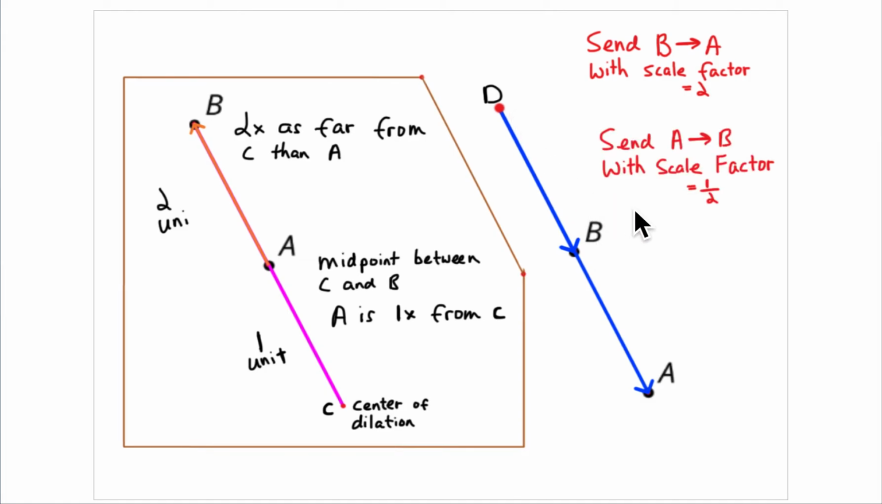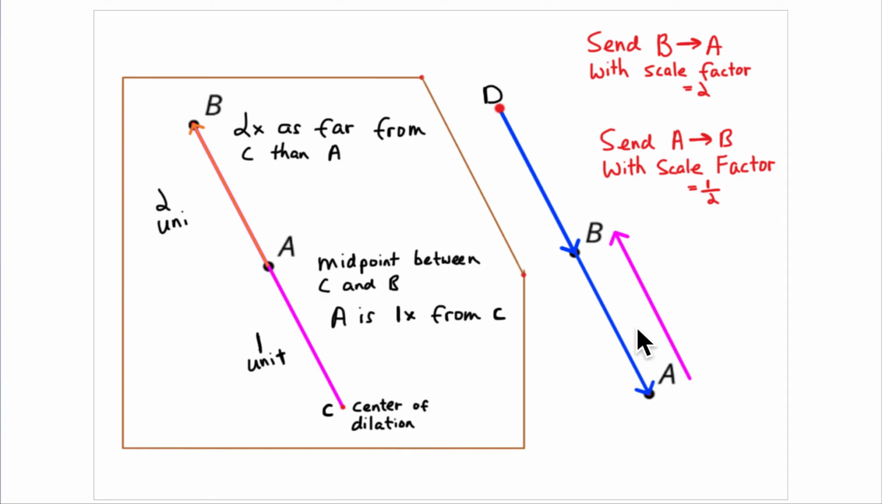Now what if we flip it around? Send A to B with a scale factor of 1/2. In this case, since the scale factor is a fraction, it's less than 1, then A is going to move towards the center of dilation. So it's going to move in this direction towards the center of dilation. So the center of dilation is still going to be D, but A is going to move back to B. So this distance from D to B is half the distance from D to A. So if the scale factor is a fraction, you move towards the center of dilation. If the scale factor is greater than 1, you move away from the center of dilation.